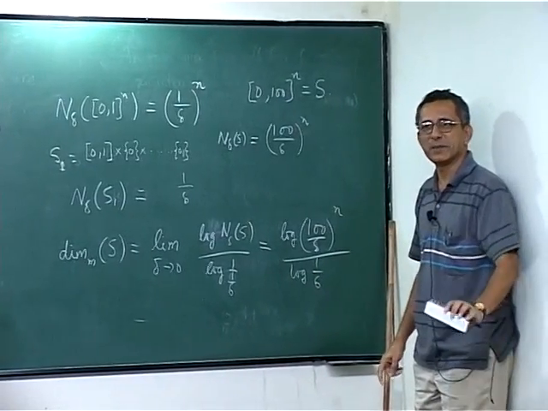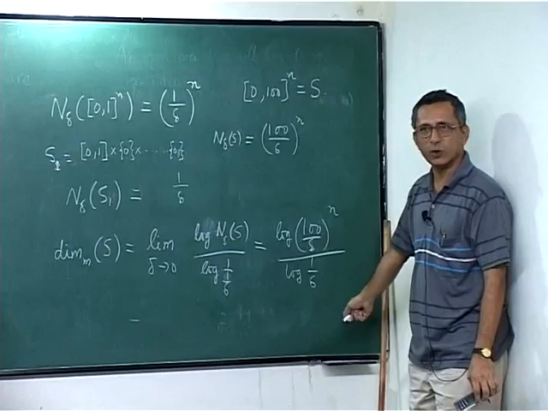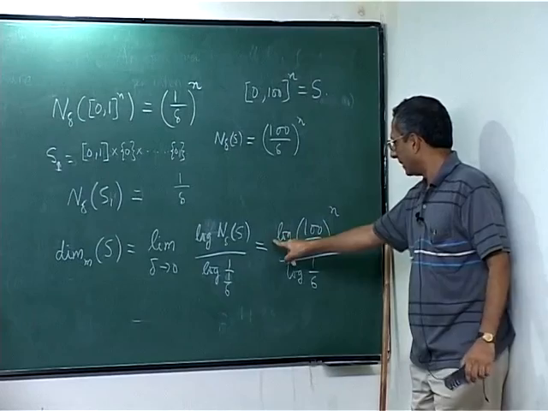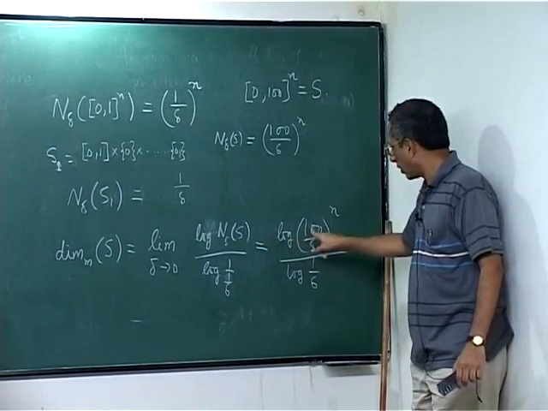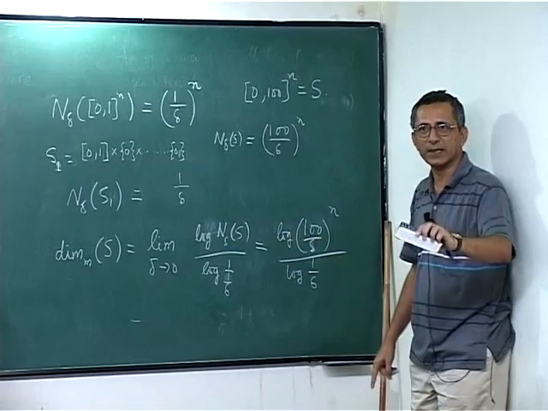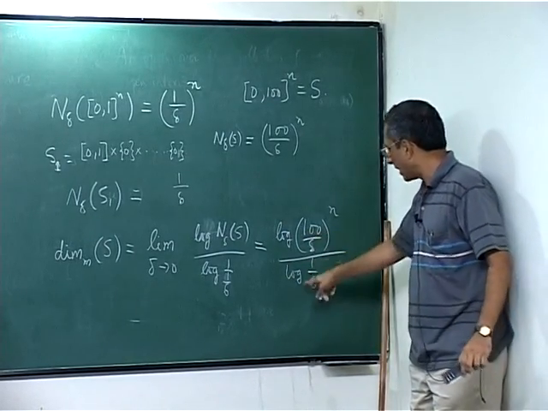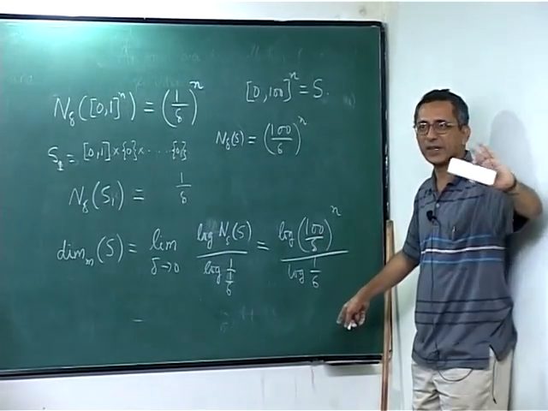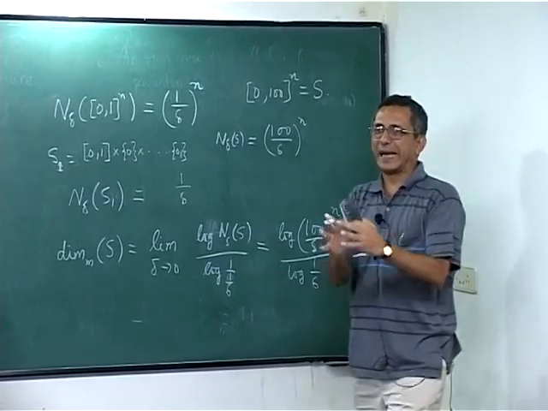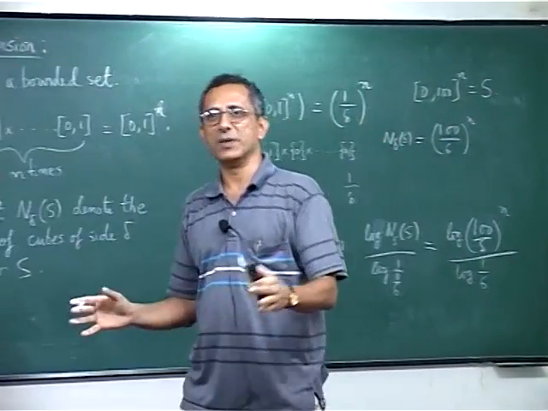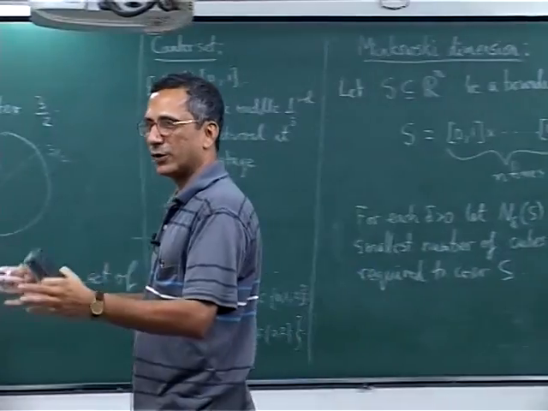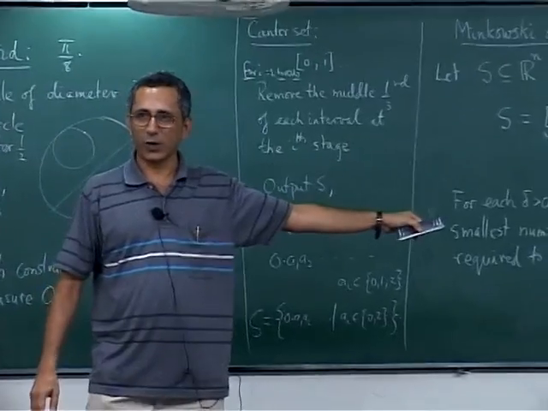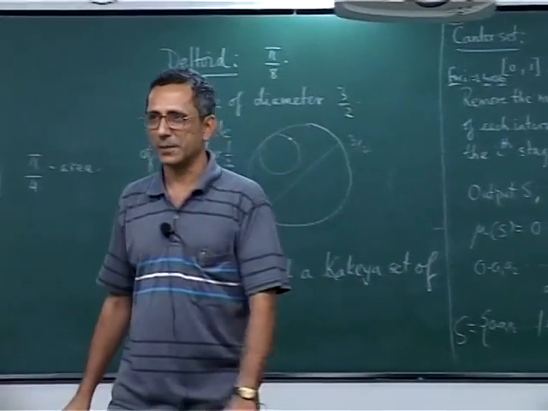Notice that 100 doesn't make a difference, and that's the reason why we are looking at delta tending to 0, because you get n as a multiplicative factor anyway. Log of 100 by delta is log 100 plus log 1 by delta, and log 100 by log 1 by delta goes to 0 as delta tends to 0, because 100 is fixed. So if you dilate an object, you don't change its dimension. That's the reason why you divide by log 1 by delta and let delta tend to 0.